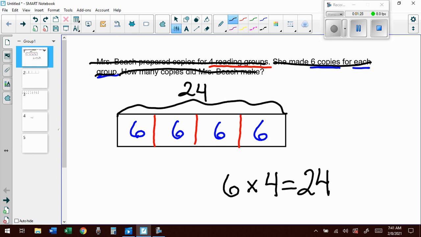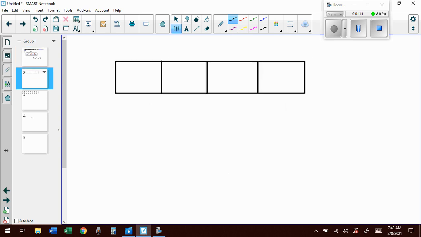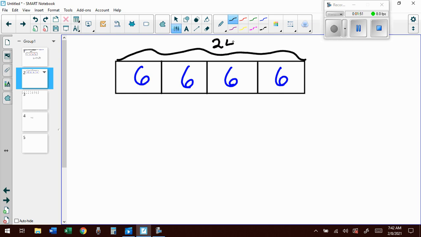Now we're going to use what we know about multiplying by 1, 2, 3, 4 times, to start taking unit fractions and making them non-unit fractions. So if we look at Mrs. Beach's copies right here, we said that she had 6 copies for each group, and she had a total of 24 copies. What we just did on slide 1.